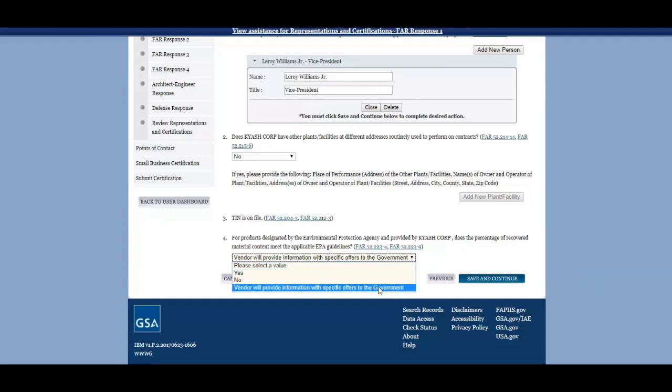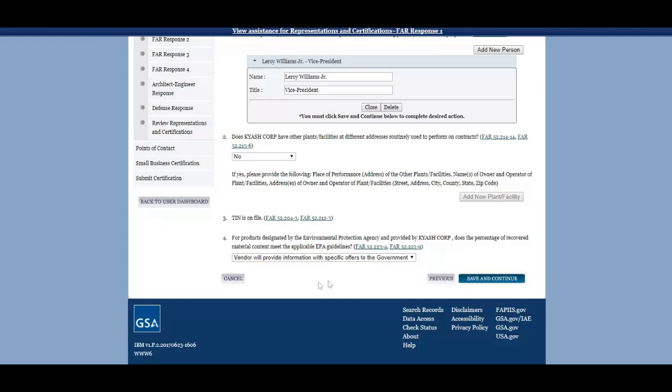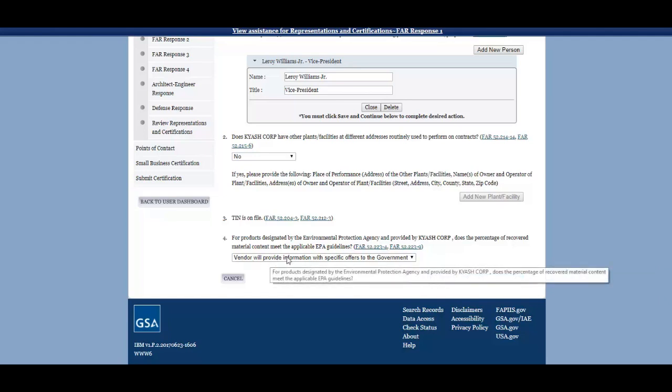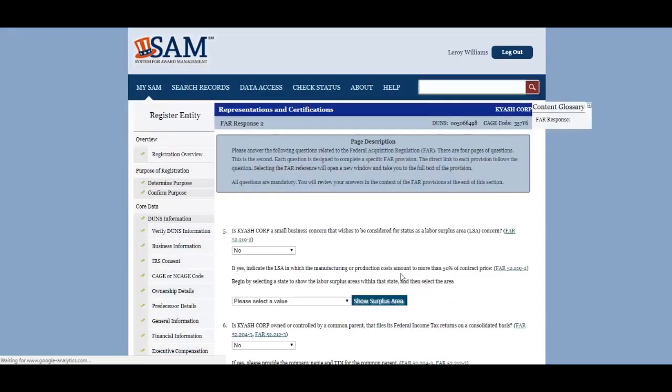Vendor will provide information with specific offers. So if we ever put in a bid, this is something we would have to include. But for now, we'll just leave it at vendor will provide information with our specific bids or offers to the government. In other words, if we submit a bid, we'll talk about that then. So we'll hit save and continue.